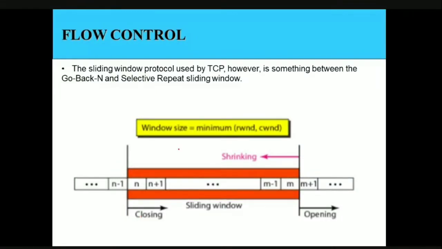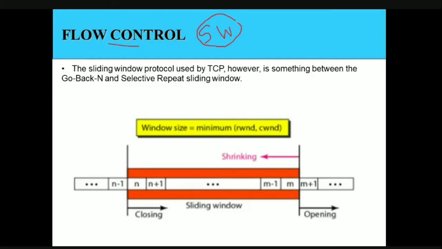So in this lecture, we are going to discuss flow control and error control in TCP. First of all, let us discuss flow control. TCP, that is the Transmission Control Protocol, uses a sliding window to handle flow control. The TCP protocol is going to use the sliding window concept to deal with the flow control mechanism.